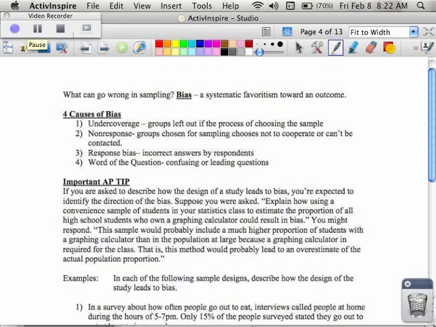On the last slide, we're going to be talking about bias. As I was telling you off screen, they're always looking for the best answer, not necessarily just the correct answer. There may be multiple correct answers, especially in multiple choice. Pick the best.